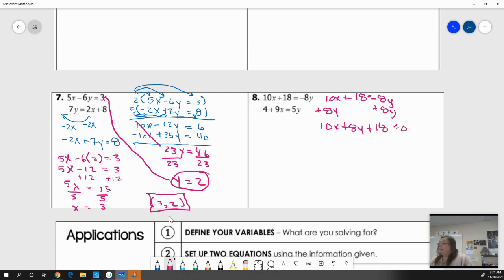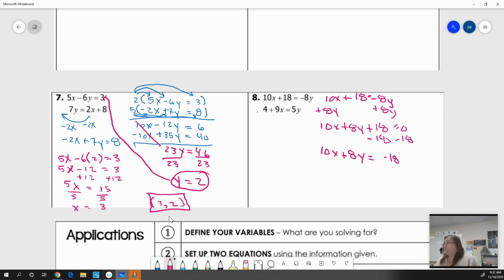And then I need to move that 18 over, minus 18, minus 18. And I get the equation I want, 10x. Let me actually write that properly. 10x plus 8y equals negative 18. So I've got that first equation in the right order.